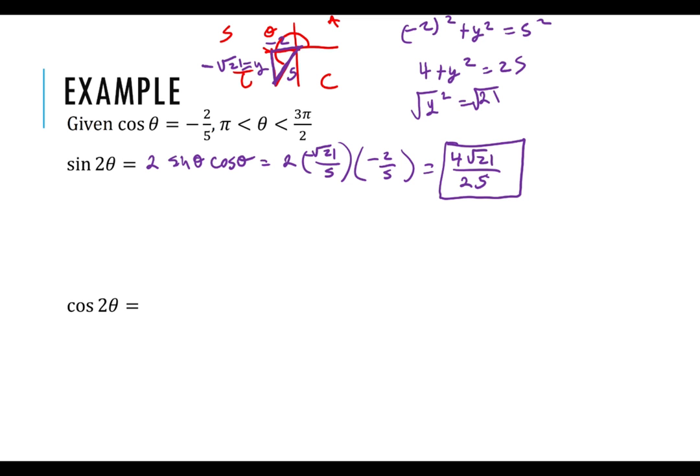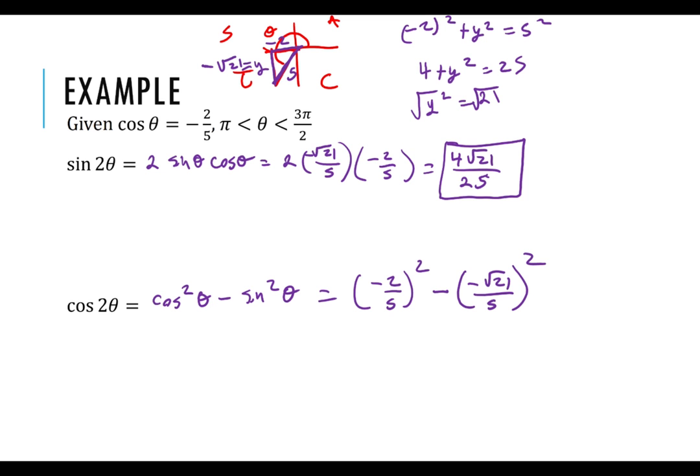Well, then to find cosine 2 theta, remember we have 3 separate identities for cosine 2 theta. Pick your favorite one, it doesn't matter. But I'm just going to use the identity that this is really going to be cosine squared of theta minus sine squared of theta. And since that's the case, cosine squared of theta is really negative 2/5 quantity squared, minus sine squared of theta, we just found that to be negative root 21 over 5 quantity squared.